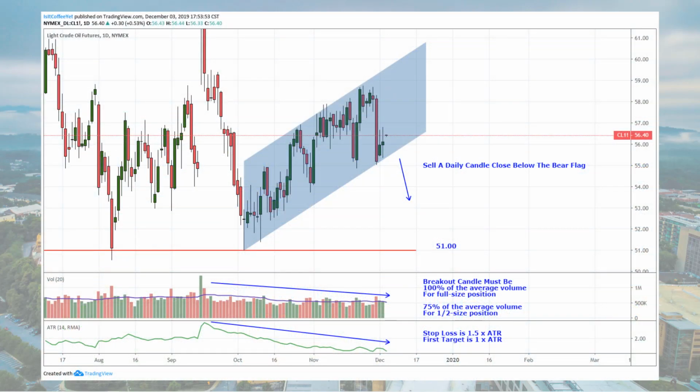Remember our crude oil trade plan here. We're going to sell a daily candle close below the bear flag. If the volume is not quite average, go half size as long as it's at least 75% of the average. Your stop loss is 1.5 times the ATR, and your first target is 1 times the ATR. And remember to click the link below to the trade management video for more details.